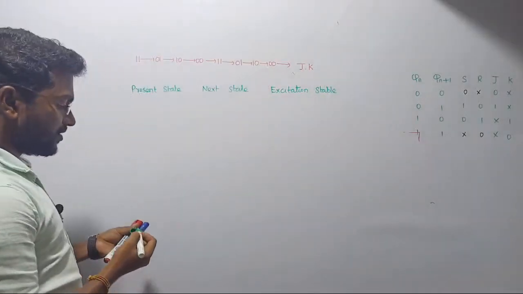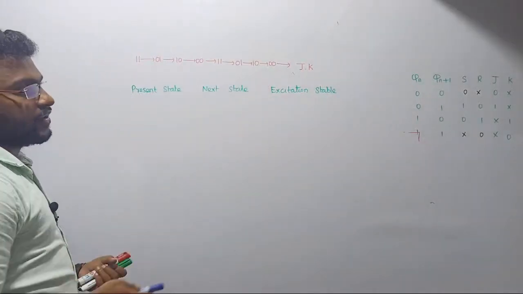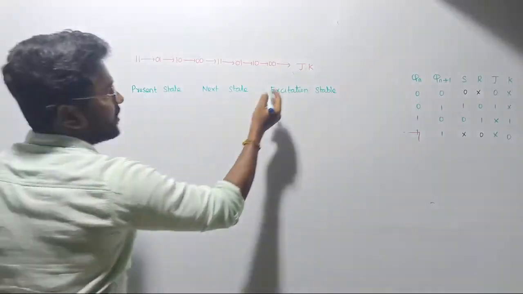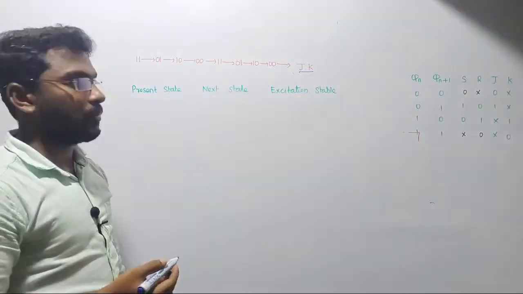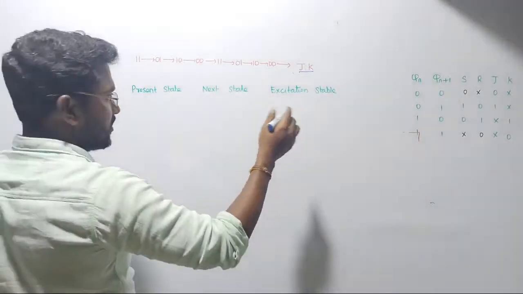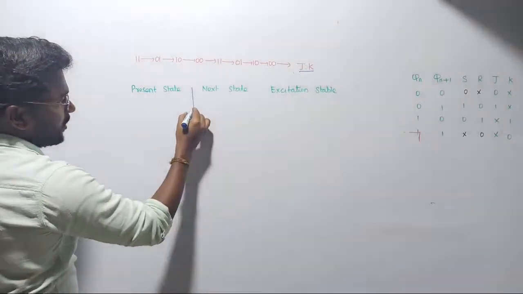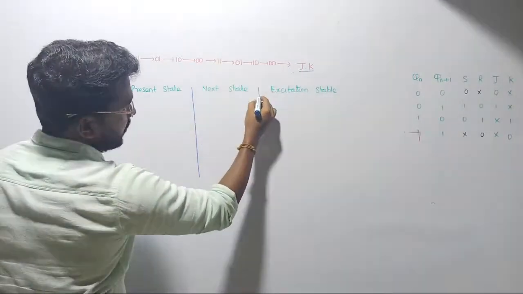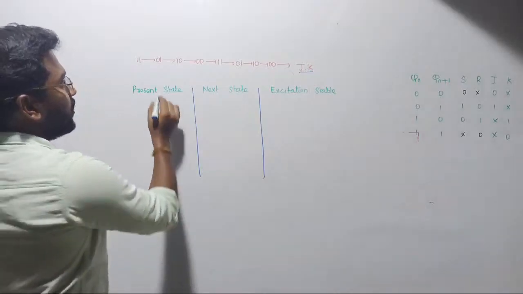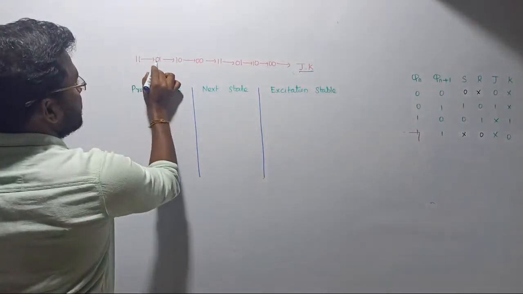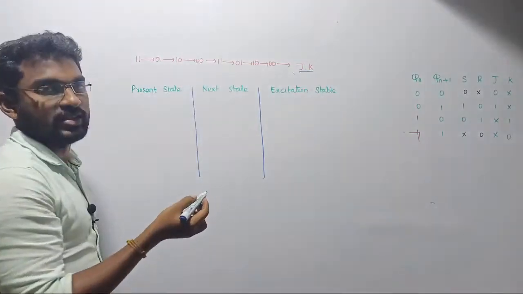Now after writing all these things, let me place the variables. We are going to design the counter with the help of JK flip-flops, and let me write the excitation table later. First, for the present state, decide how many bits are required here. See, there are 2 bits: 1 1, 0 1, 1 0, 0 0. 2 bits are there.